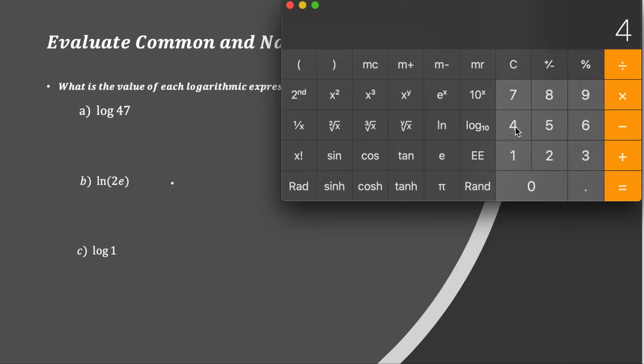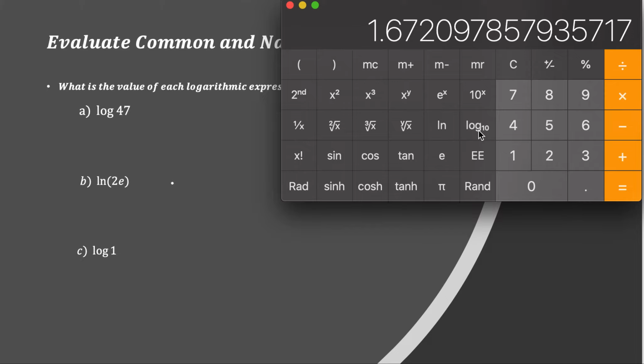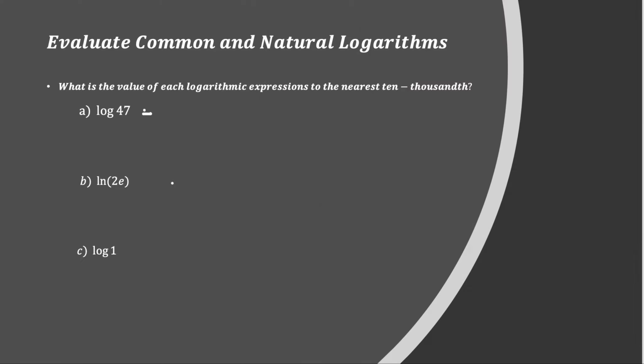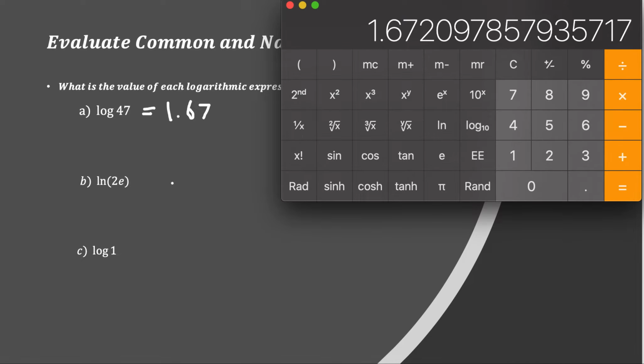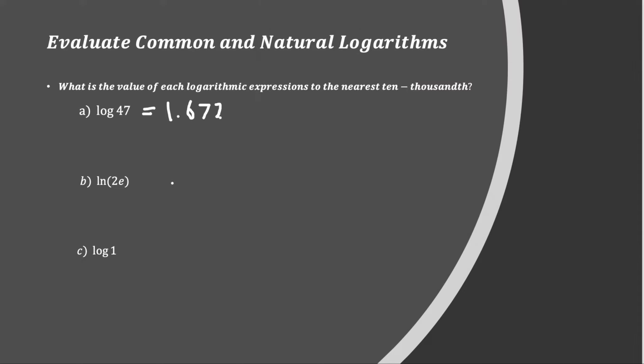So here is 47, and common log is a log with base 10. And here we have 1.6721. Because we have to find these numbers in 4 decimals. That's what the question is asking.